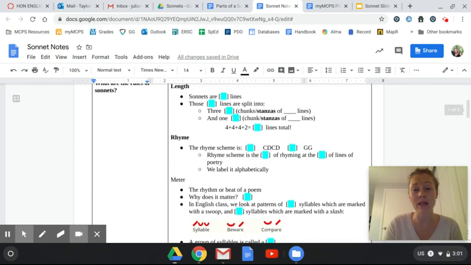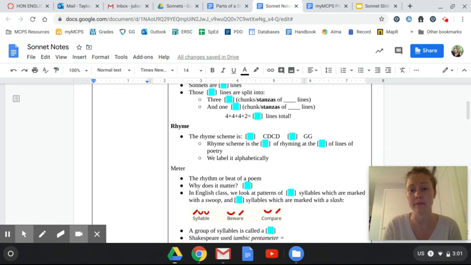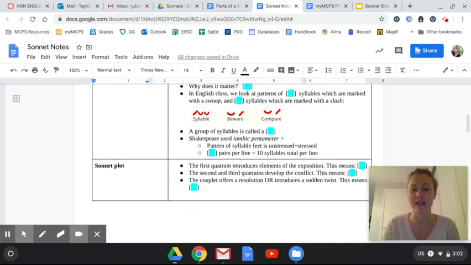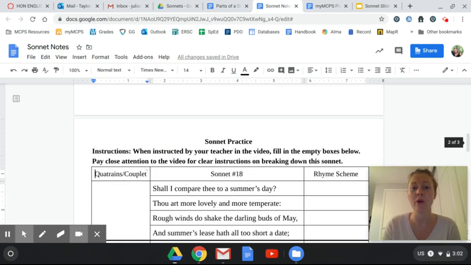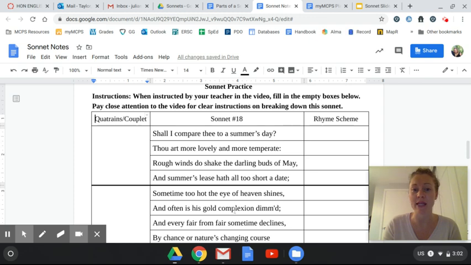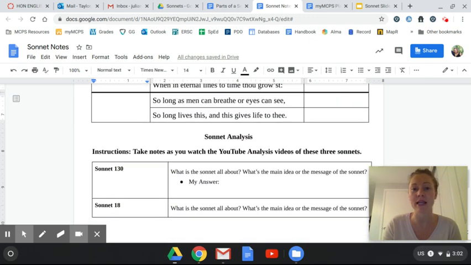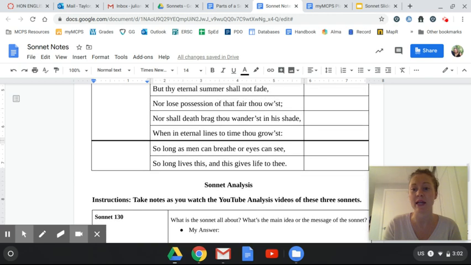Now, you can wait to fill in these notes until after I'm done, or you can fill them in along with me while I talk through the slides. You have access to all of these slides. This video is embedded in the slides. So if you miss something, you can go back and find it in the slides there. We will then complete the sonnet practice together toward the end of this video so that you can move on to the next section, which is the sonnet analysis.